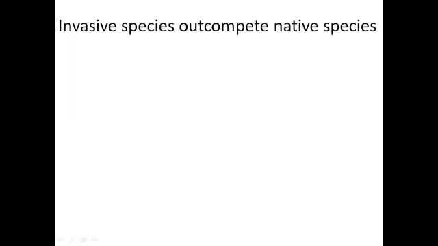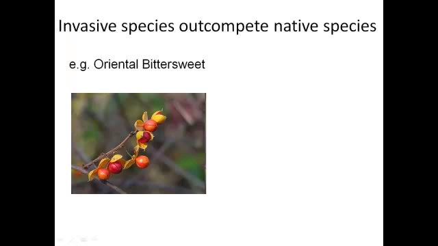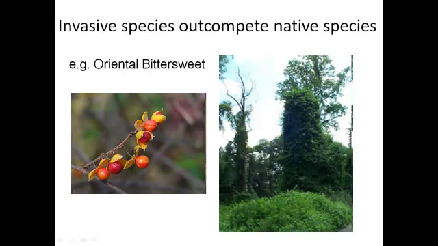Invasive species also outcompete native species. Oriental bittersweet is a perfect example of this. This lovely-looking plant with its pretty berries, often used as an ornamental decoration in the middle of a Thanksgiving table, and when a family was done with its Thanksgiving dinner, it would take the Oriental bittersweet and throw it in the backyard. Now, fast forward 10 years, and suddenly the backyard looks something like this, and you've got Oriental bittersweet that's competing for sunlight and nutrients in the soil, so much so that it actually tears down trees.